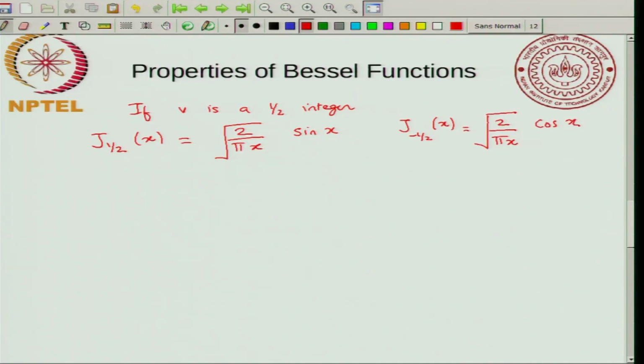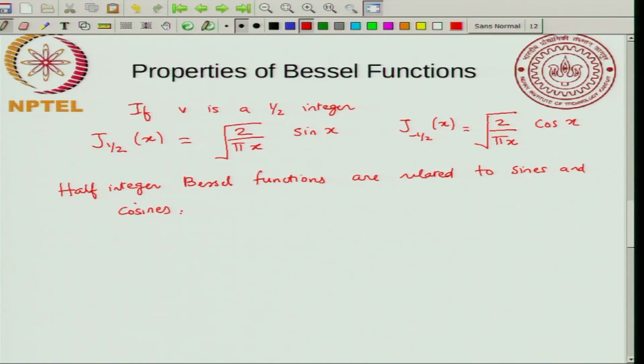And in fact, using this J of half and J of minus half, you can derive J of 3 halves, J of 5 halves, J of minus 3 halves, and all the other half integer Bessel functions. So basically the point is that half integer Bessel functions are related to sines and cosines. So this is one useful thing to remember.